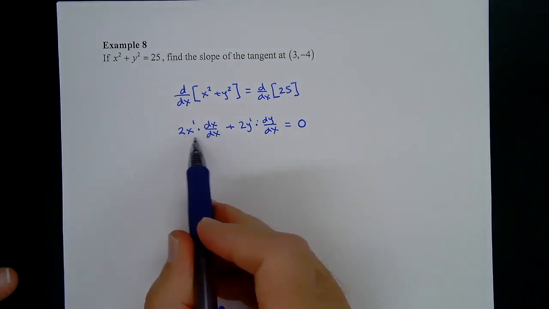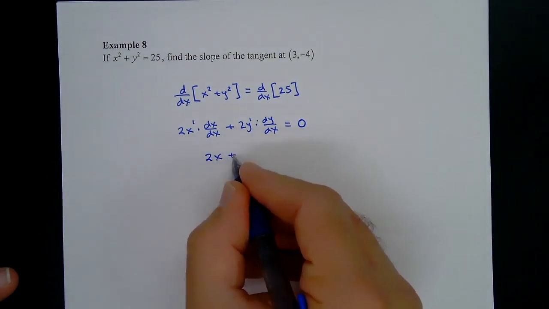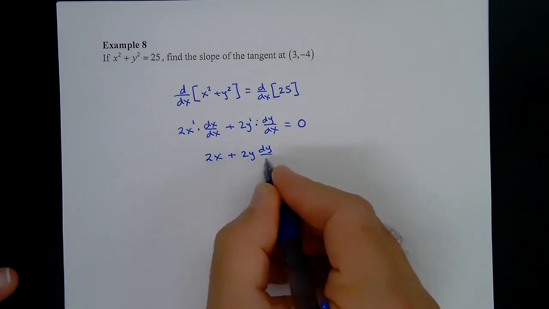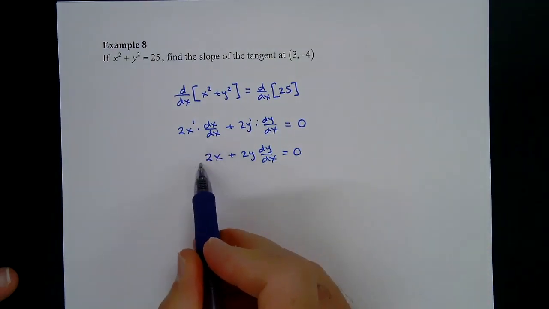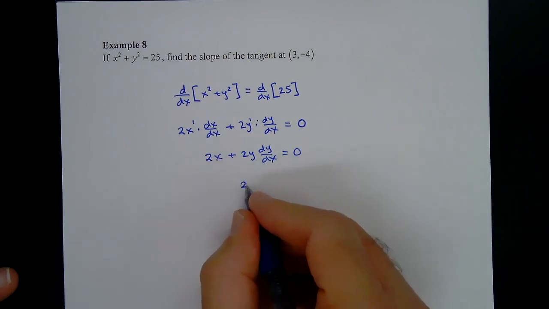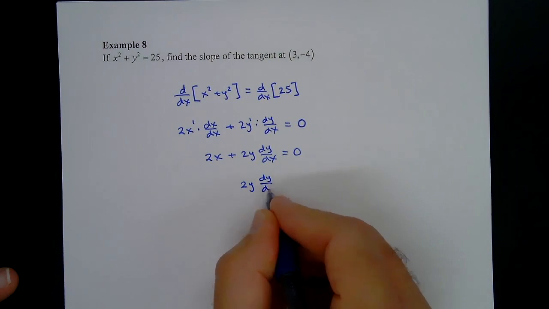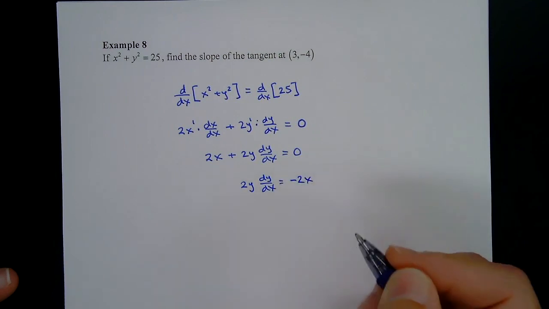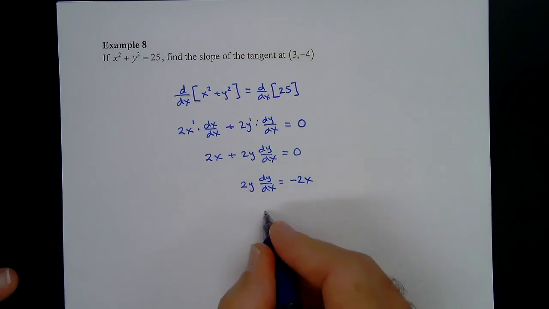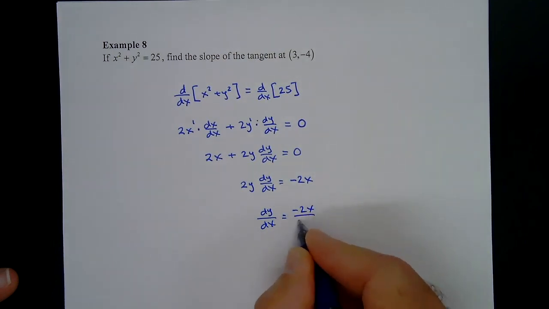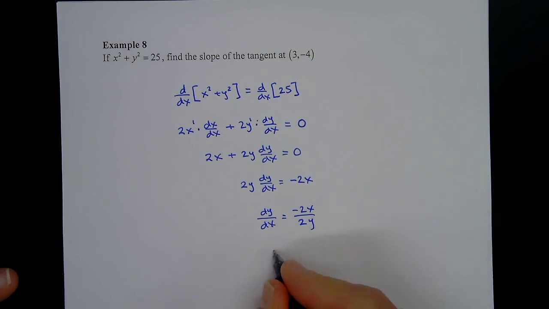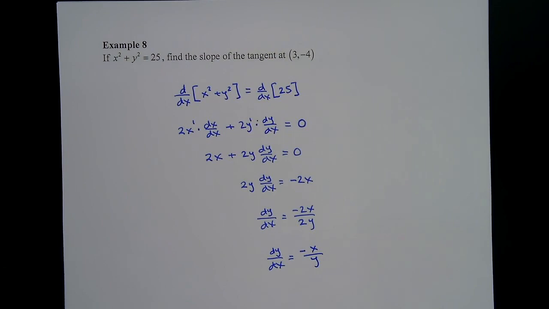Okay, so this is going to be 2x plus 2y dy over dx is equal to 0. This is the only term with dy over dx, so the 2x doesn't have a dy over dx, and I'm going to move it to the other side. So 2y times dy over dx is equal to negative 2x, and then I'm just going to divide both sides by 2y. So dy over dx is equal to negative 2x over 2y. The 2's would cancel there, and I'd have dy over dx is equal to negative x over y. Okay, so that's how you do it.